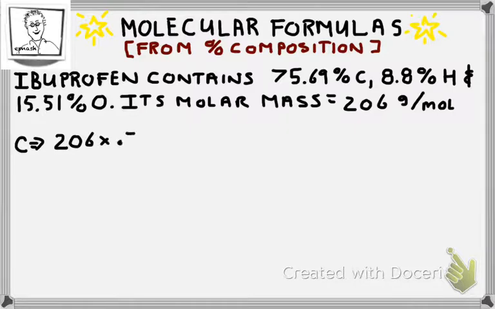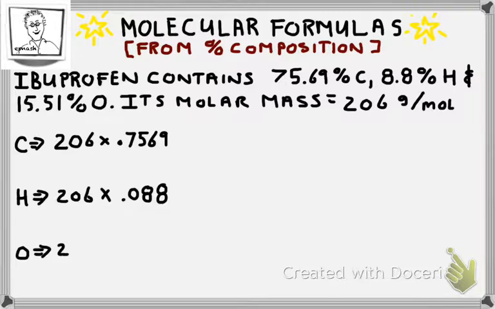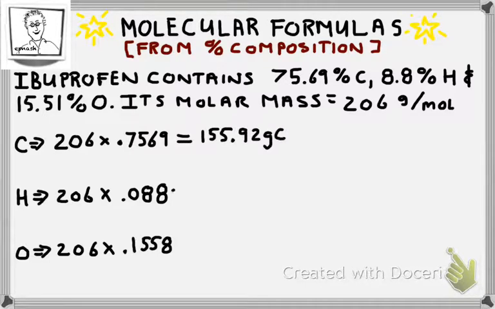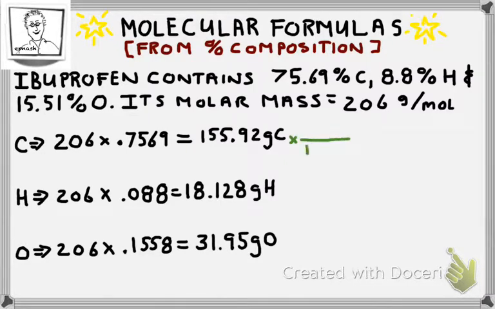If we multiply the 206 times the percentage of carbon in that compound, then this will actually tell us the amount of carbon in grams that's in the compound. We can also do the same and calculate the grams of hydrogen, and we can also calculate the grams of oxygen. And again, this is the amount of oxygen, carbon, and hydrogen that are in the 206 grams. And so in this case, we find that 155.92 grams are carbon, 18.128 grams are hydrogen, and 31.95 grams are oxygen.